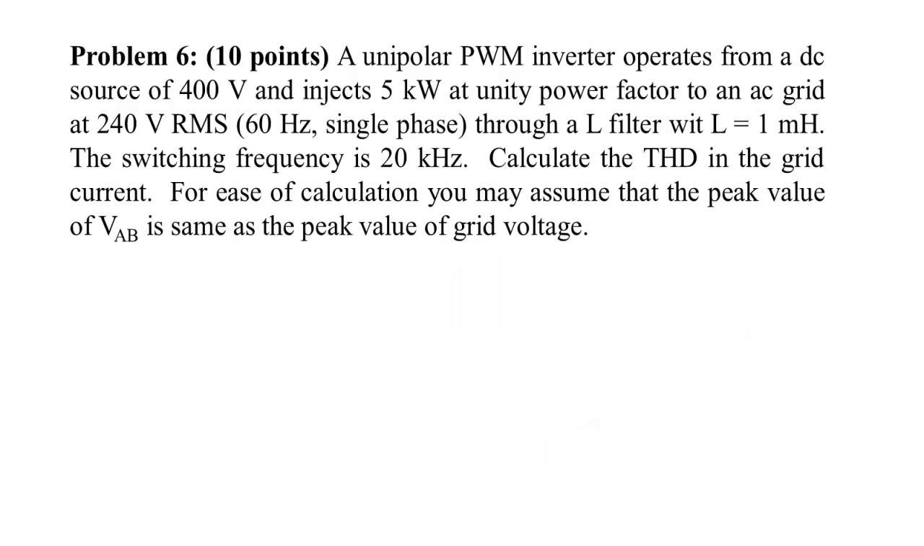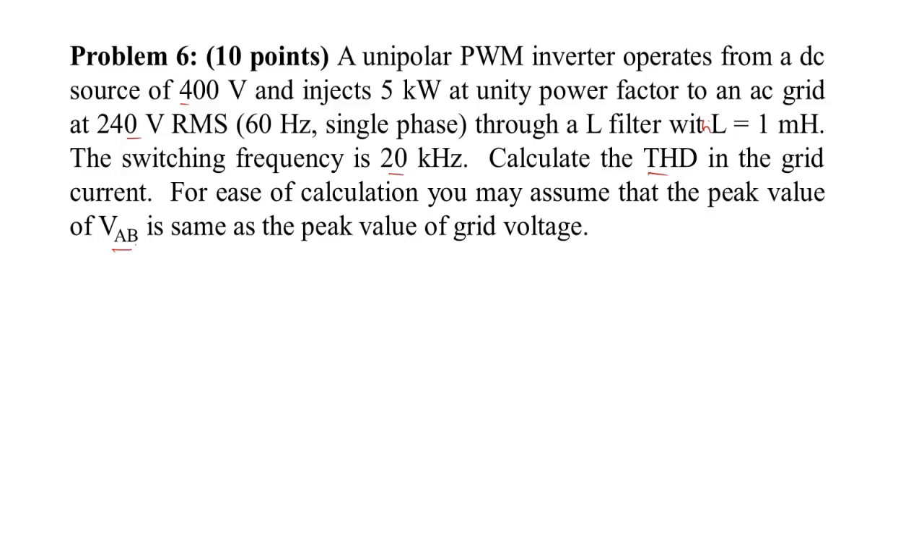Problem 6, unipolar PWM inverter, DC link voltage of 400 volts, power 5 kilowatt at unity power factor, grid voltage 240, L filter with L of 1 millihenry, switching frequency is given. So you need to calculate the THD and the grid current. Since it is a short answer 10-point problem, I also made it easier by asking you to assume that the peak value of VAB, which is required in calculating the modulation index, to be same as the grid voltage peak.